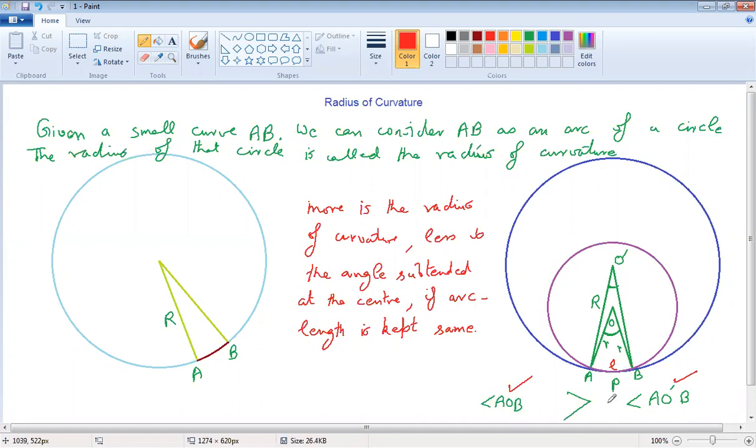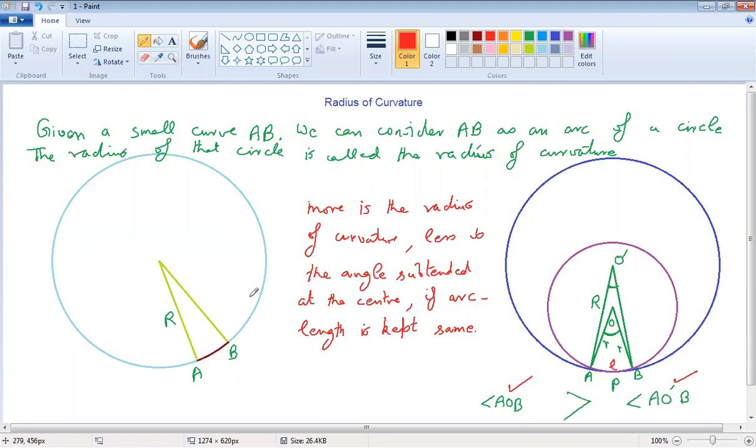And from the figure, it is very clear that angle AOB at the center of the smaller circle, that is with the smaller radius of curvature, is more than the angle subtended at the center of larger circle. That means a circle with larger radius of curvature.